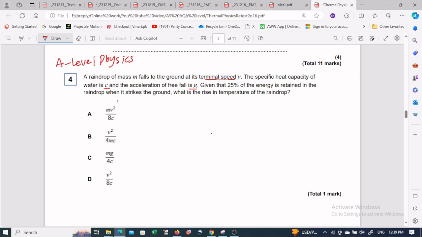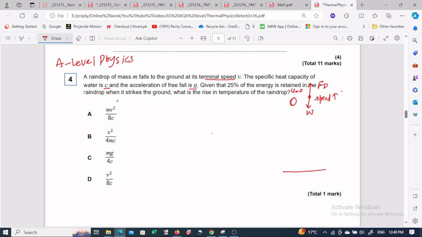For example, terminal speed. When the raindrop falls from a certain height, the weight of the raindrop acts downward, and the air drag force acts on the upward side. Initially, the initial speed of this raindrop is, for example, 0, and when it drops, its speed is going to increase.